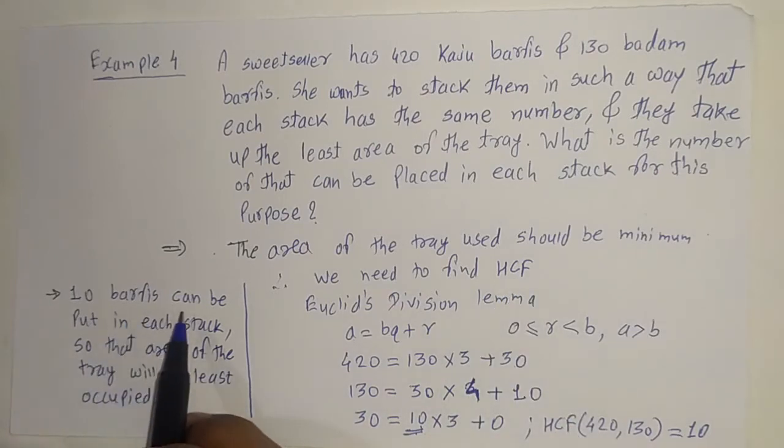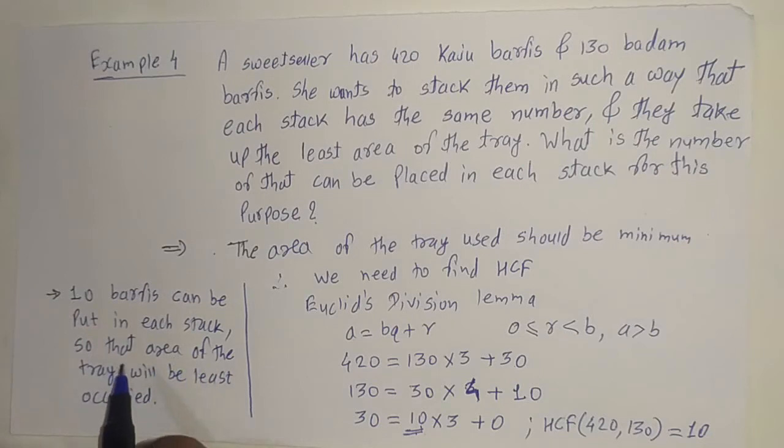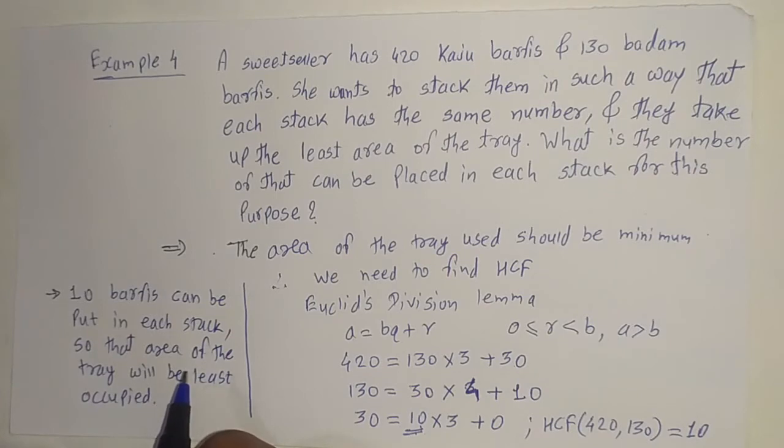So 10 burpees can be put in each stack so that the area of the tray will be least occupied. You have to write this statement at the end so that you will get the full marks. So these are the 4 examples which are already given in your book, NCERT book.